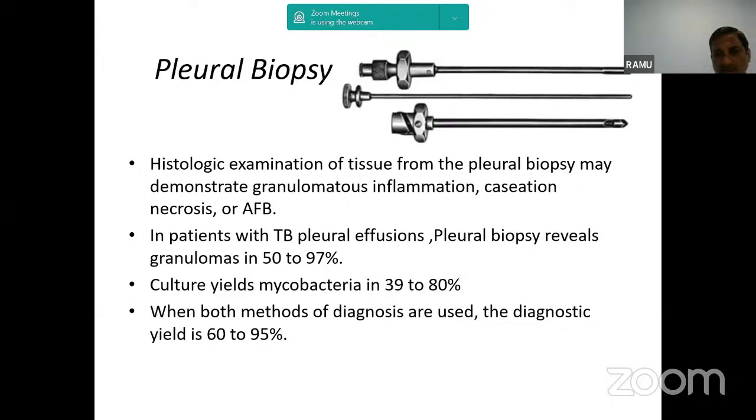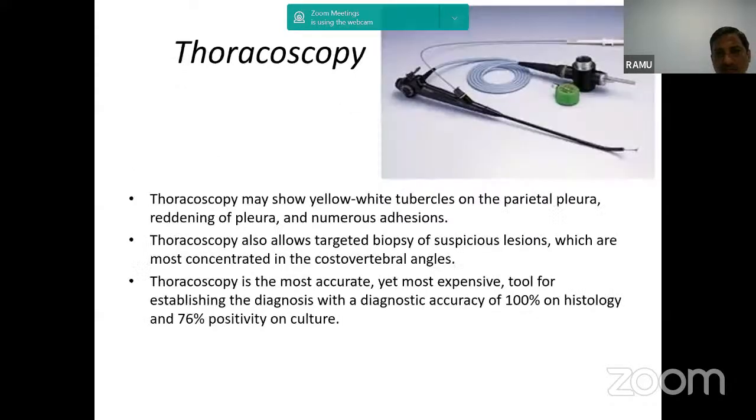Previously it was used for closed biopsies. Coming to open thoracoscopic biopsy, we use it when the diagnosis is very uncertain. Mostly we can see the additions in the parietal pleura, and the color will be like a yellow-white tubercle.